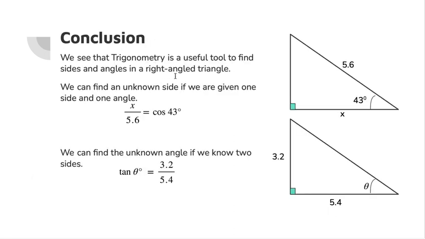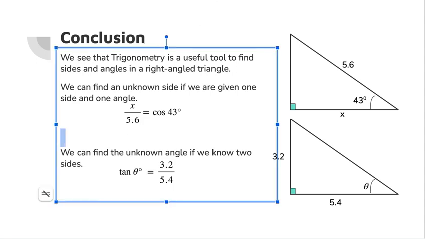So in conclusion, we see that trigonometry is a very useful tool to find the sides and angles in a right angle triangle. We can find an unknown side when we have one given side and one given angle. Like in this case here, we have 5.6 multiplied by cosine 43, which gives us 4.1.